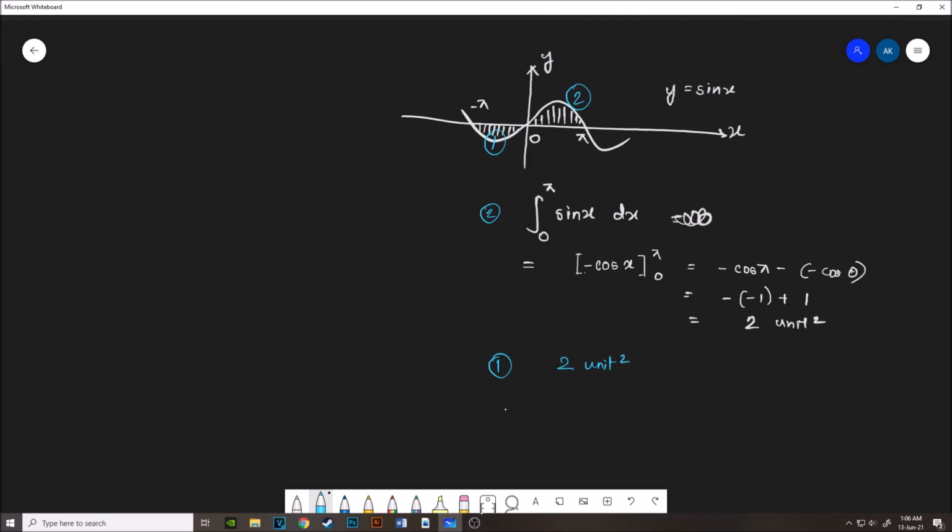Finally, the total area equals 2 plus 2.